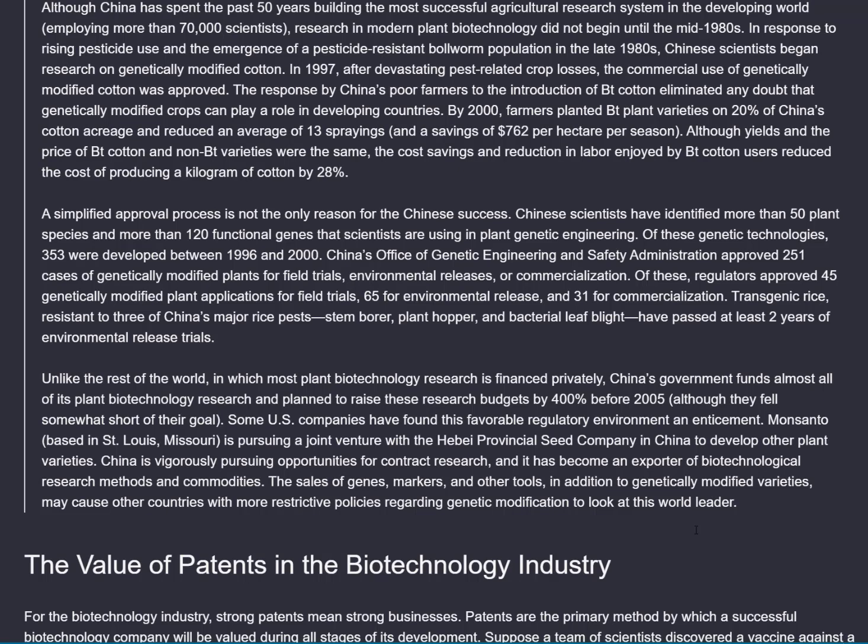The response by China's poor farmers to the introduction of Bt cotton eliminated any doubt that genetically modified crops can play a role in developing countries. By 2000, farmers planted Bt plant varieties on 20% of China's cotton acreage and reduced pesticide use by an average of 13 sprayings, for a savings of $762 per hectare per season. Although yields and the price of Bt cotton and non-Bt varieties were the same, the cost savings and reduction in labor enjoyed by Bt cotton users reduced the cost of producing a kilogram of cotton by 28%.